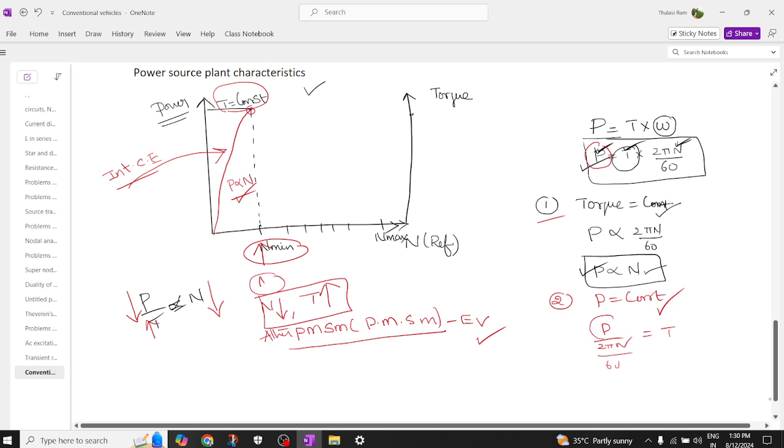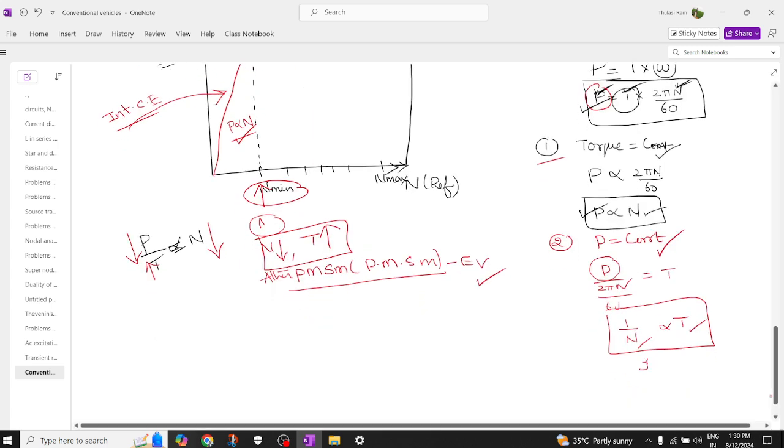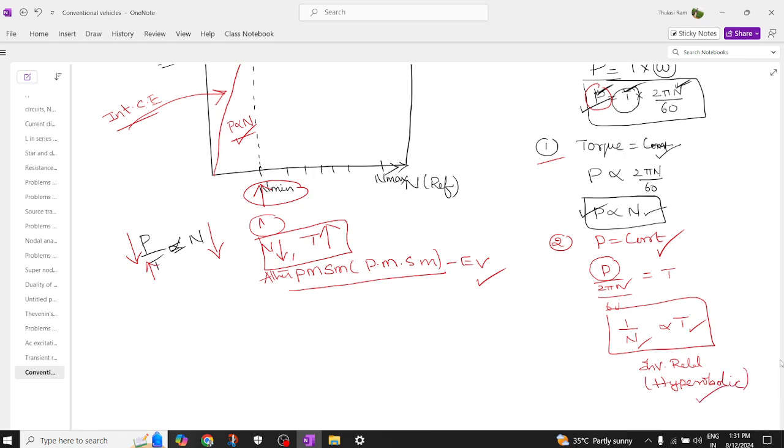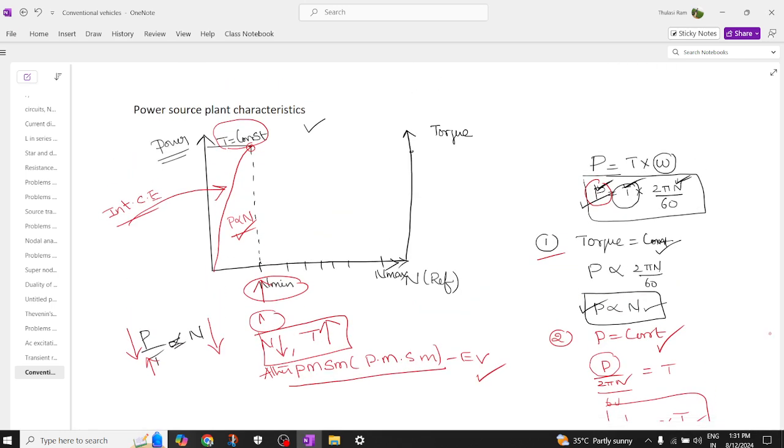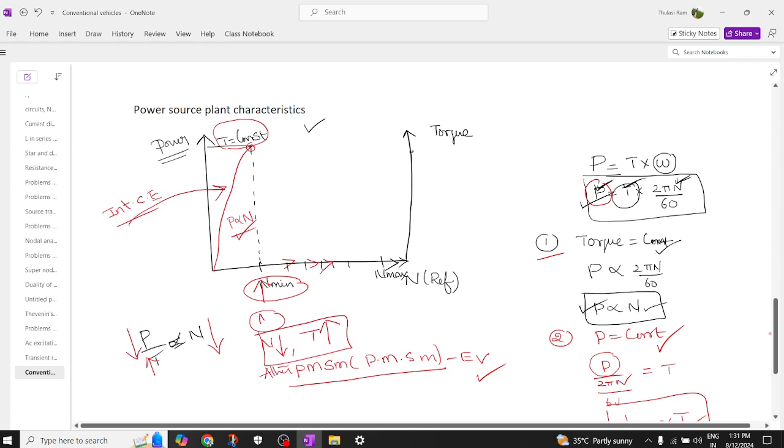Again, power is constant. Therefore I can say that torque is directly proportional to 1 by n. Torque and speed have an inverse relation. These characteristics are also called hyperbolic characteristics. Let us try to experience this. Whenever the speed is increasing, and here we are assuming that power is constant, whenever it goes beyond the minimum speed, we have the power constant.